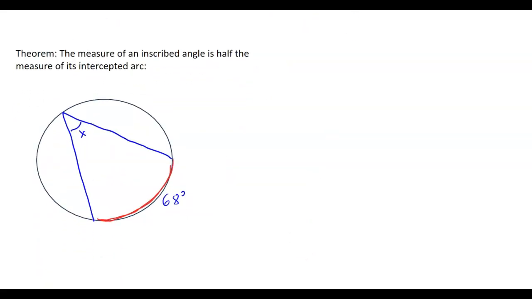Okay, so here's our first theorem. The measure of an inscribed angle is half the measure of its intercepted arc. So here's our inscribed angle, x. Here's the arc that it intercepts. That's the arc between the two chords that make up the inscribed angle. So that means x is 1/2 of 68 degrees, which is 34 degrees.